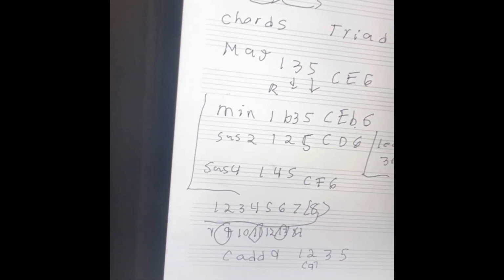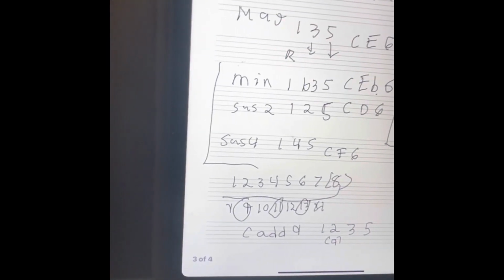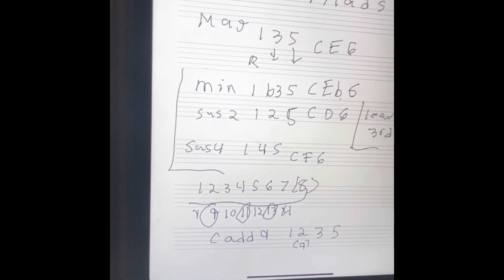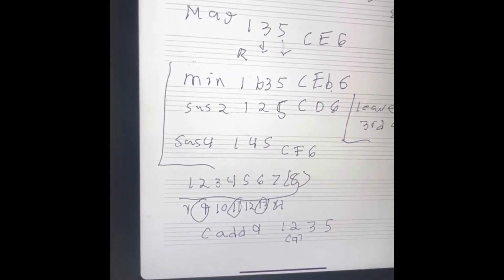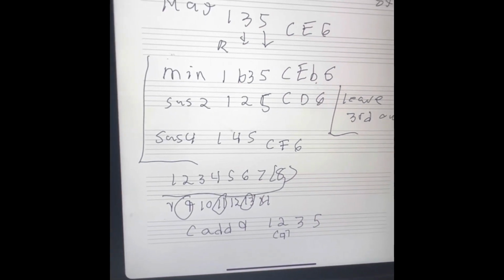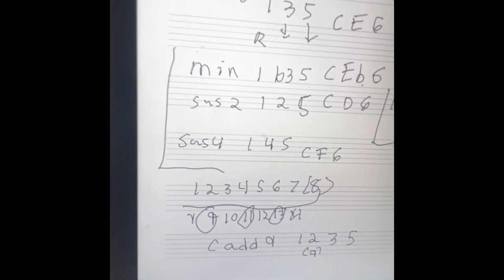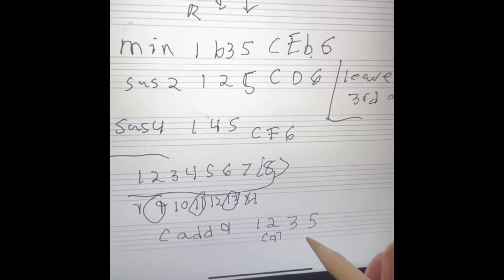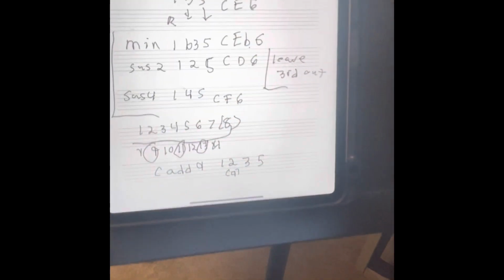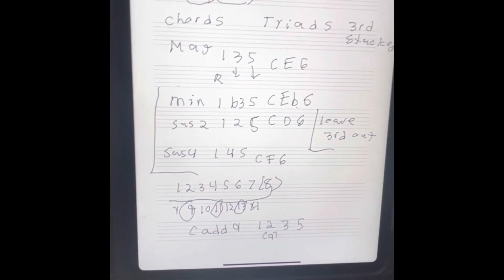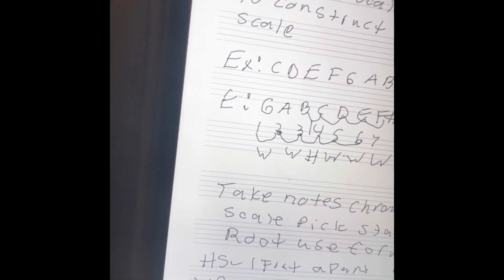And let's see here. So for example, C add 9 would be 1, 2, so C, D, and then C, D, E, and then G. So 1, 2, 3, 5. So that's how you make a C add 9. And now I'm going to turn around and actually show this more on video.